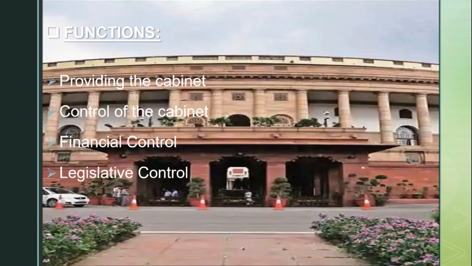The third function of the Parliament is financial control. Parliament is the supreme authority in case of finance, as the cabinet cannot spend a single pie without parliamentary approval. The next is the legislative control. The Parliament makes laws on all subjects listed in the Union list and under the concurrent list. In case if there is any conflict or overlapping with the state, the Union law prevails. In a special case of emergency, Parliament can also make laws on subjects that fall under state lists.